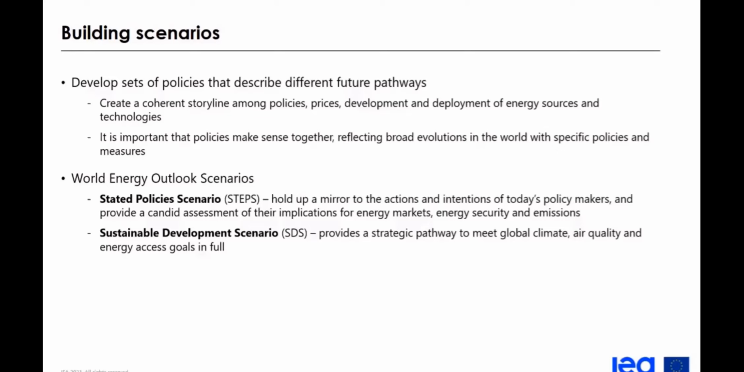Another scenario, which comes from a normative approach, is the Sustainable Development Scenario. It provides a strategic pathway to meet global climate goals, air quality, and energy access in full. So here the idea is to say what should be the pathway if we want to have universal access by 2030, if we want to be aligned with our climate and air quality goals.